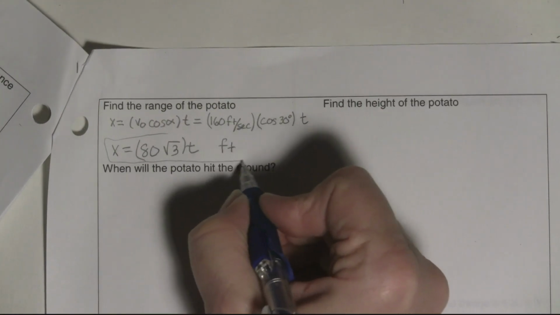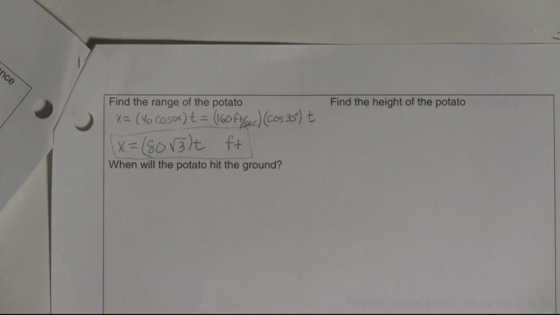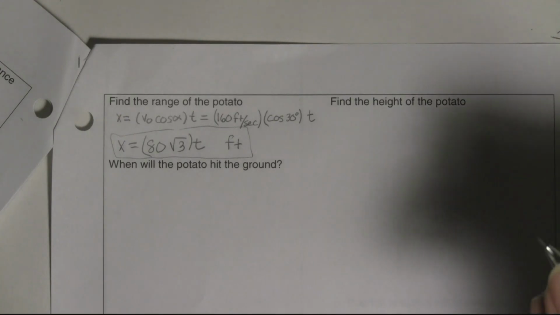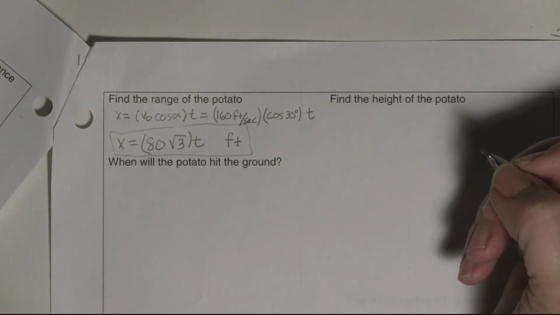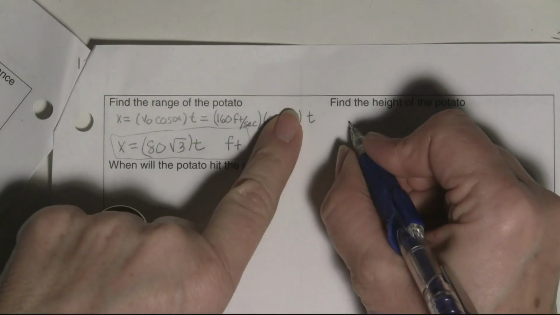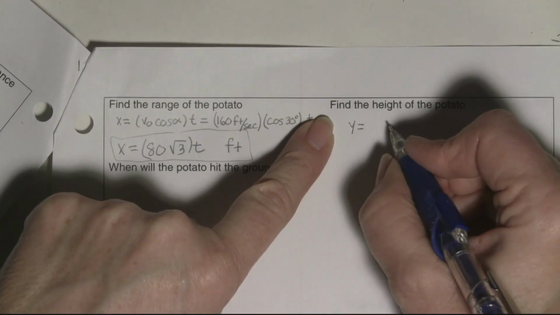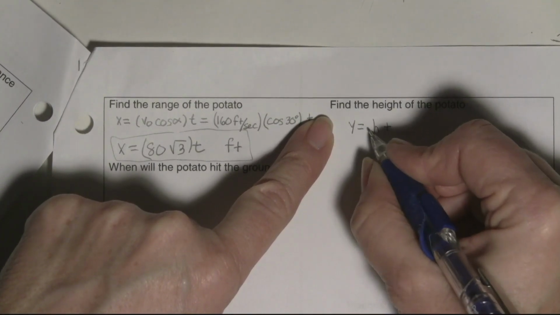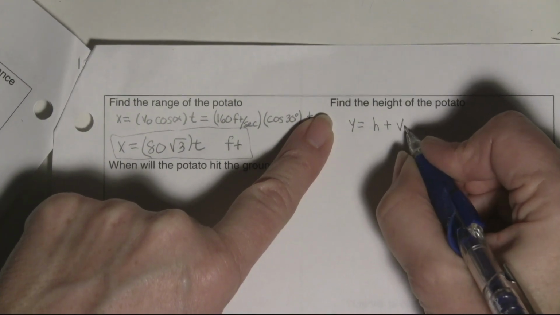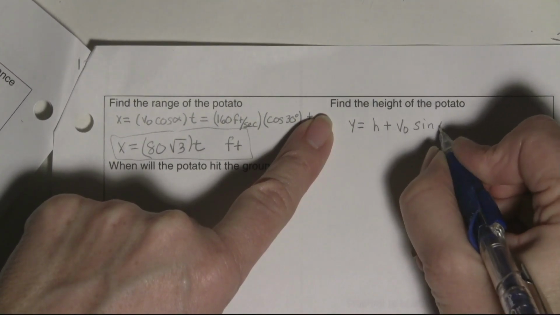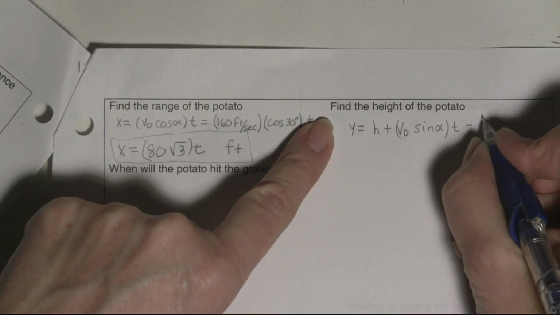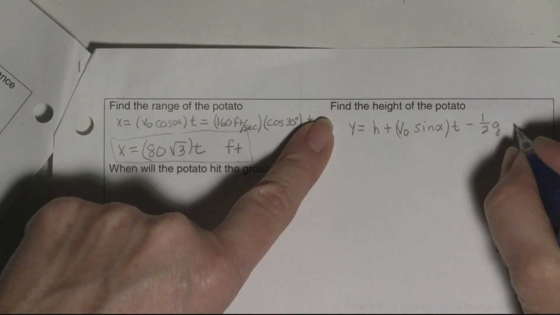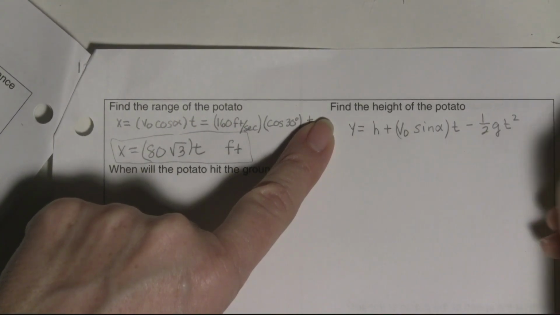So that's x. And then what is the height of the potato? And I really wish I would have had more room here. But you know how that goes sometimes. So this is y equals, and this is the height, h plus, this is the initial height, v naught sine of alpha times time minus 1/2 gravity time squared.